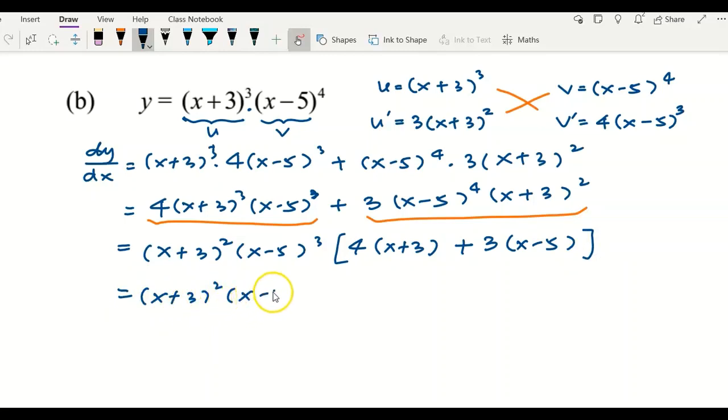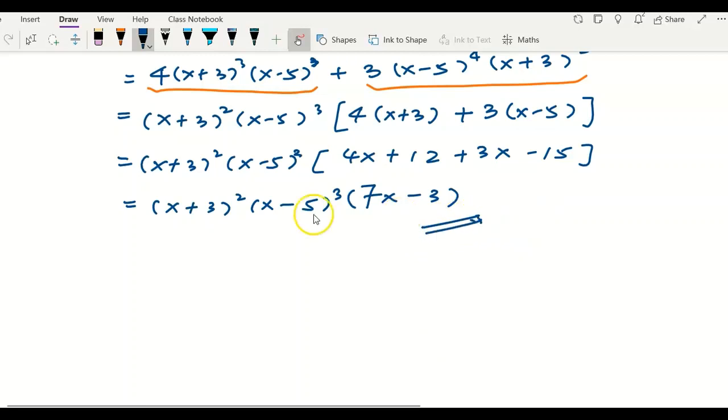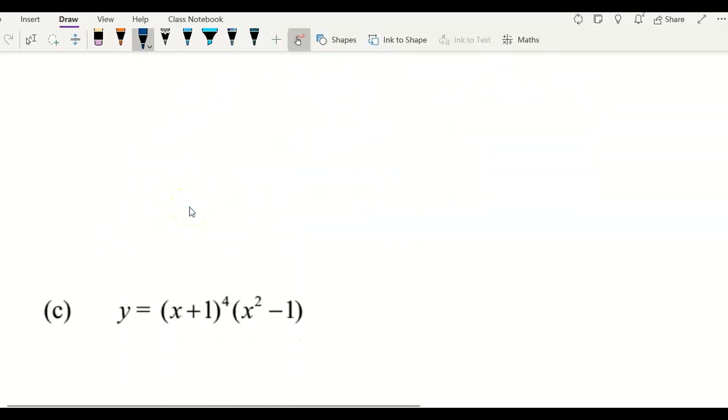And rearrange it. You expand and simplify. Expand this and simplify. You get 4x minus 12 plus 3x minus 15. And then simplify further. 4x plus 3x, you get 7x. Minus 12 minus 15, you get negative 27. All right, so this is our final answer. After you have checked all the three terms, there is no more common factor, then this is the simplest form of your answer. Let's look at the third example.